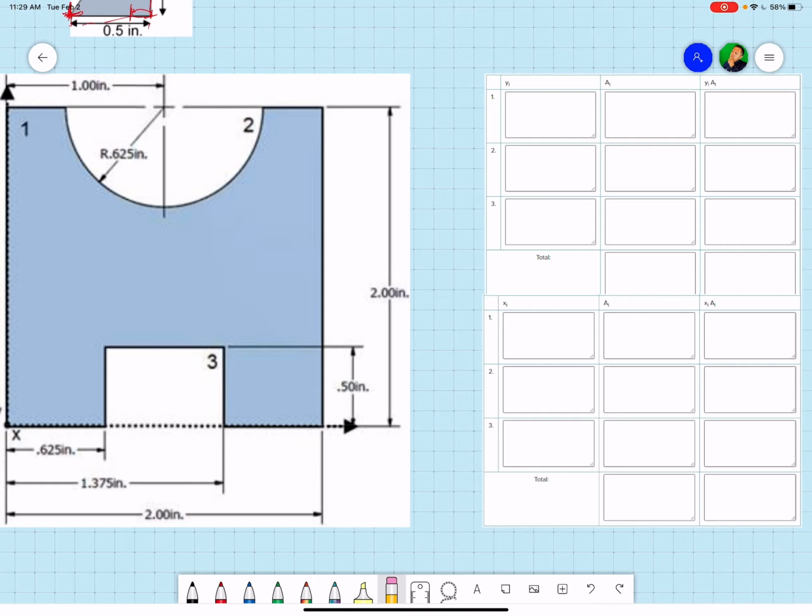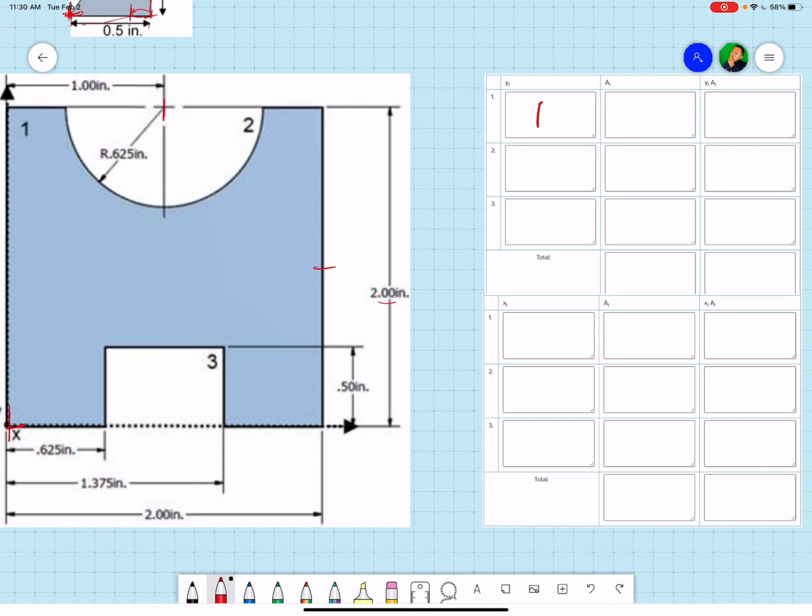So here we go. Let's go with first y1. Y1 is going to be the height, which is up here, and I'm going to set my origin down to this bottom left corner again. So my y1 will be half of 2, which is 1. Hey, I can do that easily. All right. My y2 is going to be a bigger issue.